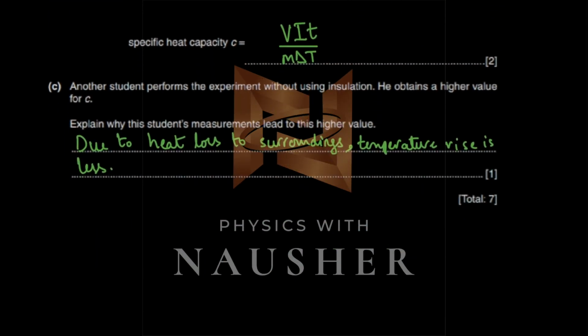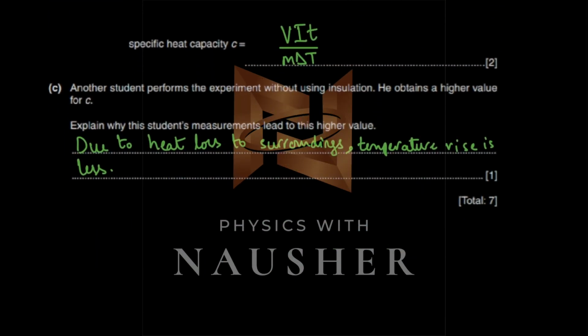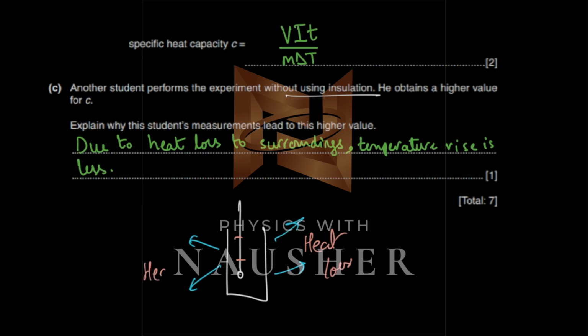And now another student performs this experiment without the insulation, obtains a higher value for c. Because what he's doing is, without the insulation, heat will be lost to the surroundings from the block. Now, if heat is lost to the surroundings, tell me something. I have this thermometer inside. The thermometer is noting the temperature rise. If heat is being lost to the surroundings, there's a heat loss happening from all sides. Tell me something, will this temperature rise be higher or lower? The temperature rise, or the change in temperature, will be lower.